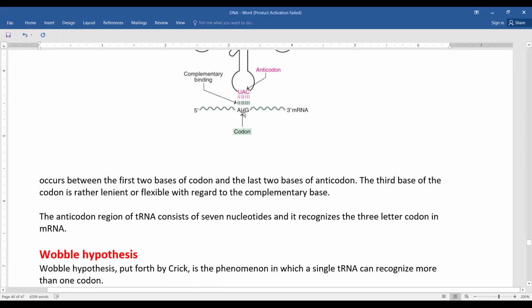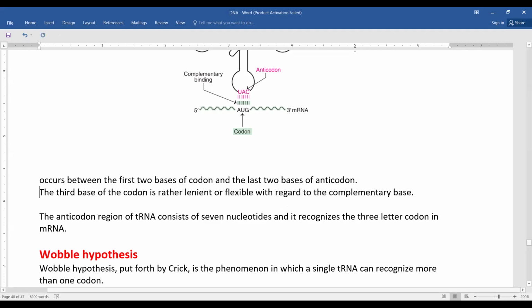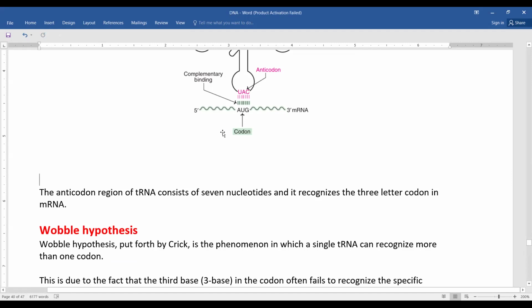Generally, first two bases of codon and the last two bases of anticodon. Actually ఏం జరుగుతుందంటే, to be precise, confuse అవుతారు, తీసేస్తా పాయింట్ గాని, ఇవి రెండు AU, okay, and here AC. The third base of the codon is rather lenient and flexible with regard to the complementary basing. Okay, you will be confused. Then simple ga I'll explain you. AU, UA. ఇవి రెండు కలిస్తే చాలు అని అర్థం.